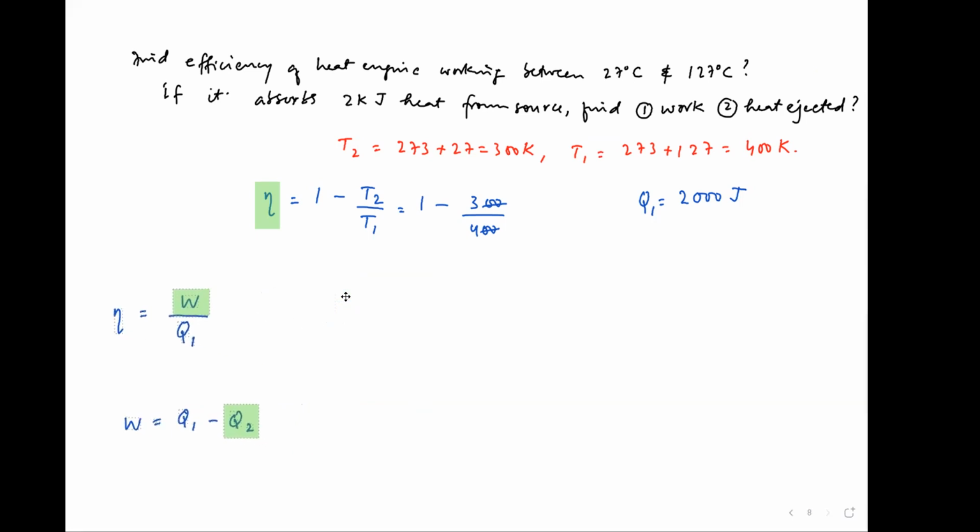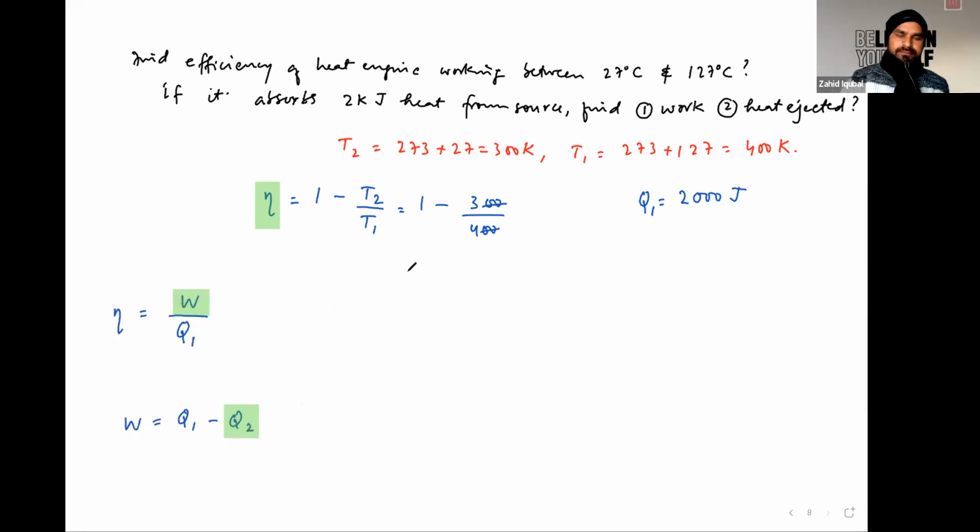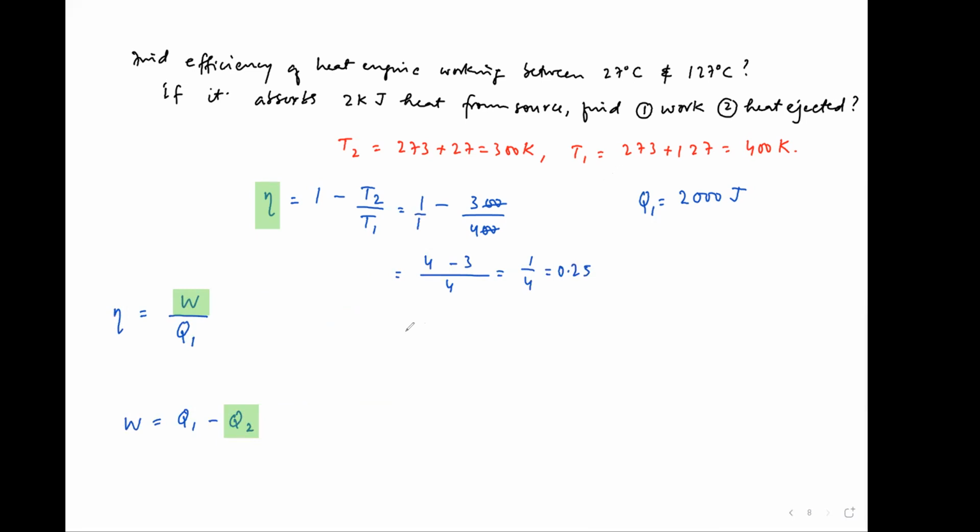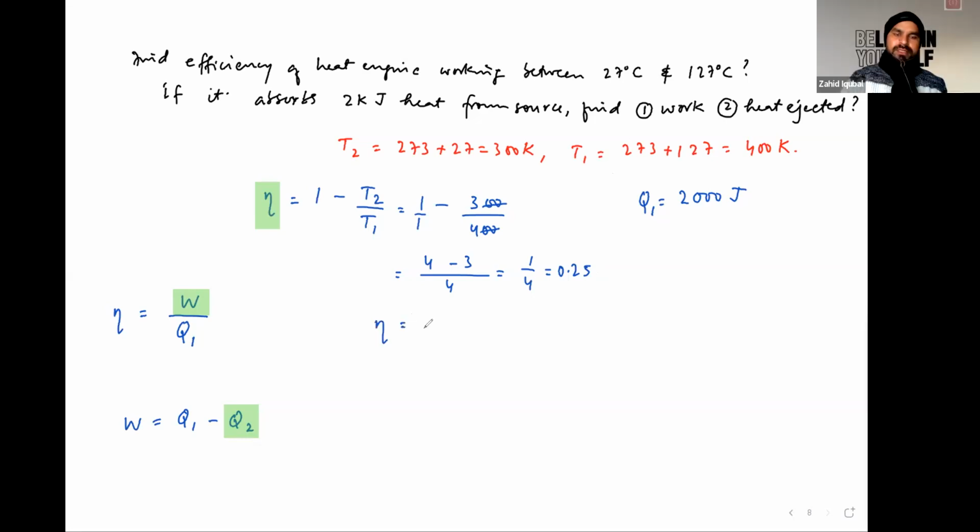Now take LCM of these two segments. On taking LCM to be 4, there's nothing but 1. So it will be 4 minus 3, that is 1 by 4, or you may write it as 0.25. Is it clear? Yes, sir. So eta for this process is 1 by 4 or simply 0.25. So this is your first answer. Now put this part in this second one and try to calculate work done.